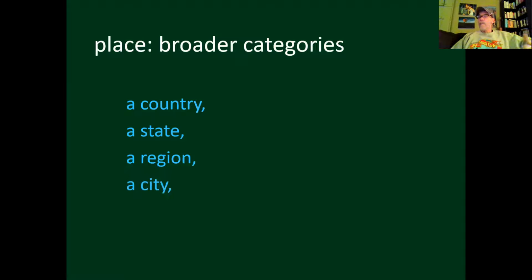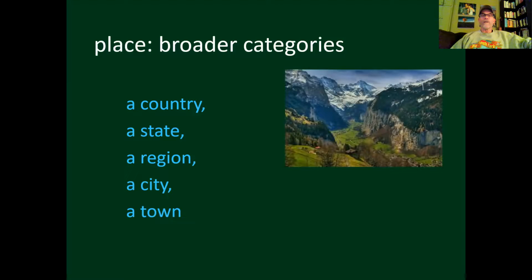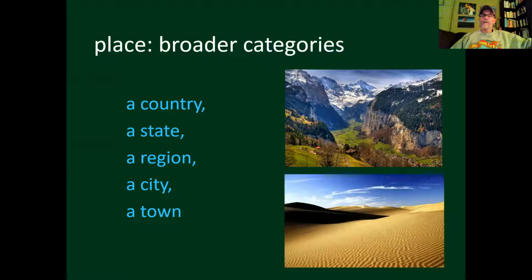Broader categories might be like a city. Cities are going to suggest different things to the readership than would other places, smaller places, say like a town, a village, and this sort of thing. So as you can see here, my photographic image is Switzerland. And so that's going to suggest different things for you than would, say, the Sahara, Saharan Africa.